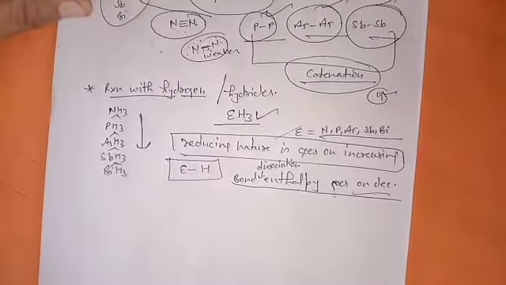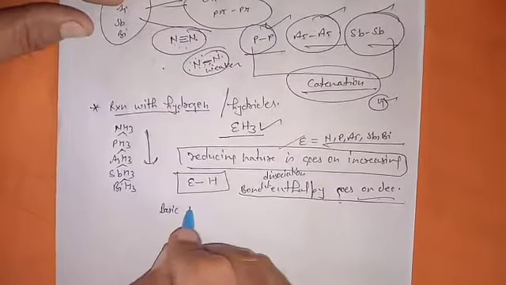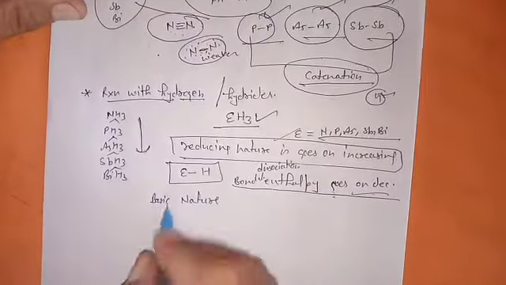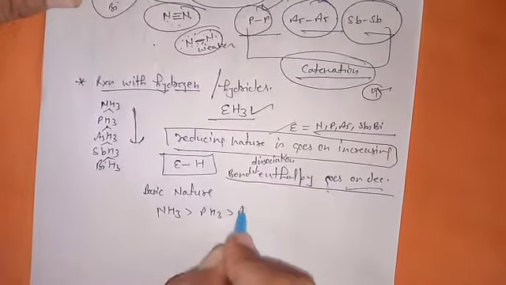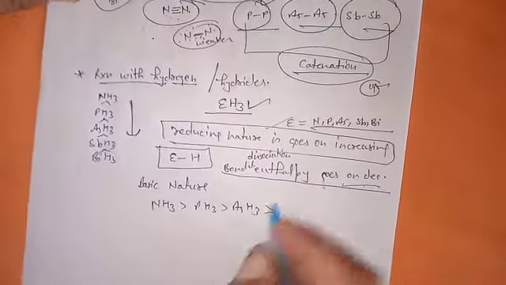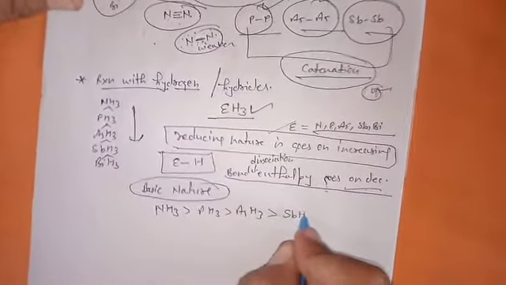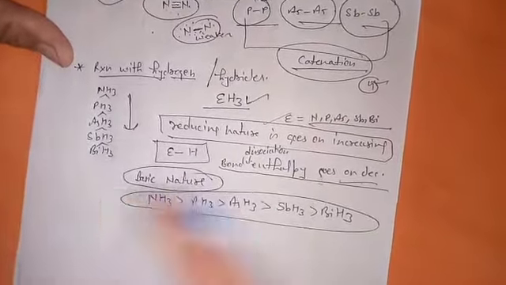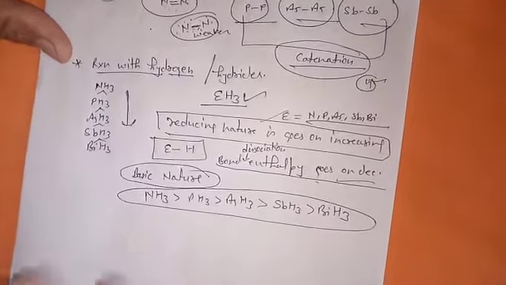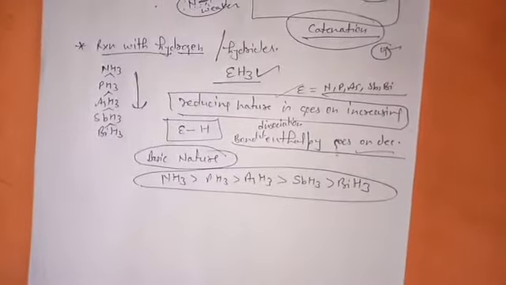Okay. But if you talk about the basicity, the basic nature, the trend is completely reversed. Ammonia is more basic as compared to phosphine. In this manner the trend will go on. This is for the basic nature of the hydrides. So basic nature shows exactly the reverse trend as compared with the reducing nature. The trend is completely reversed.